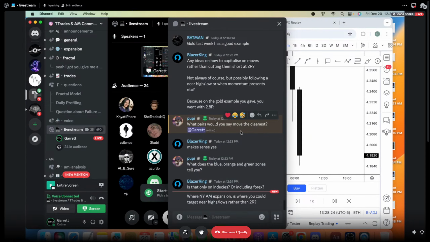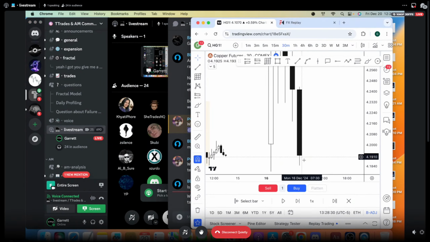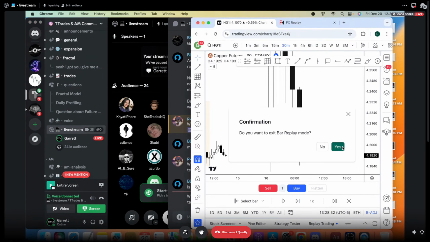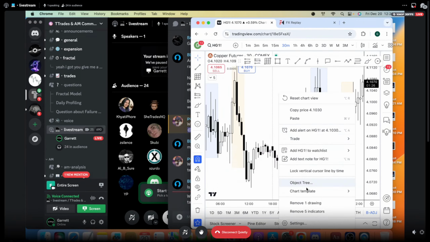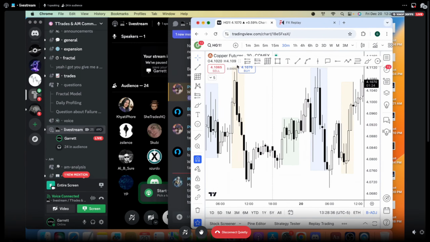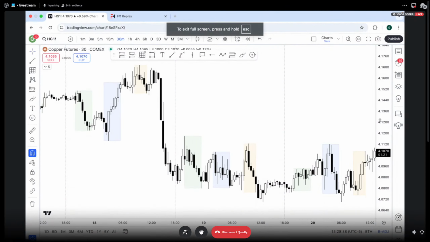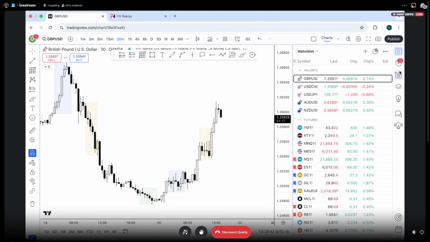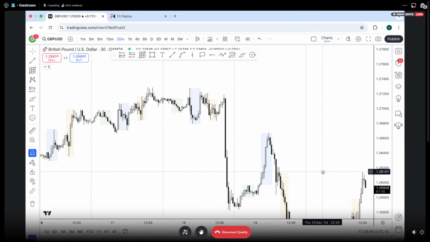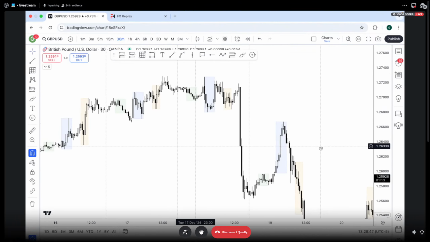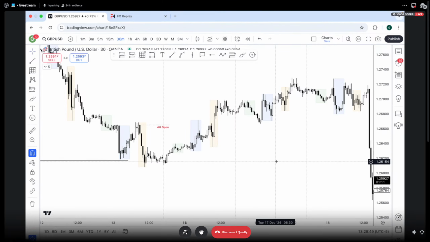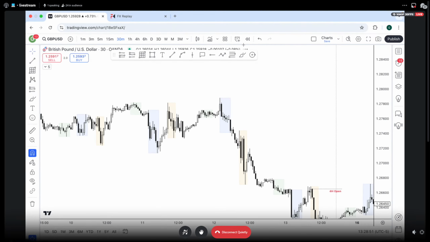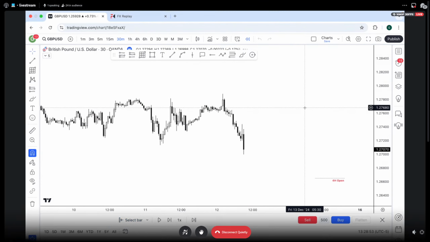Is that only on indices, or is it on forex as well? If I go to forex, you're basically going to apply this logic to the Asia and London kill zone a lot of the time. We'll try to find an example here, looking for an Asia small range and some sort of manipulation. But over here, this is a really good example.